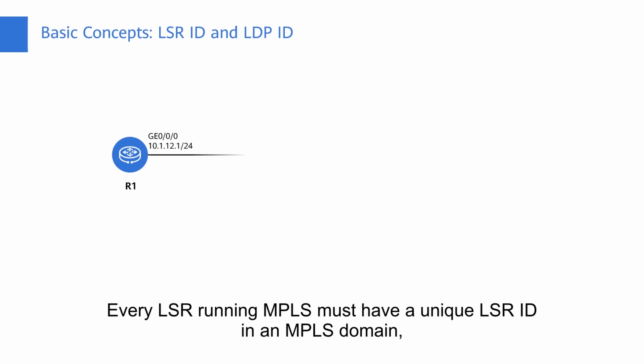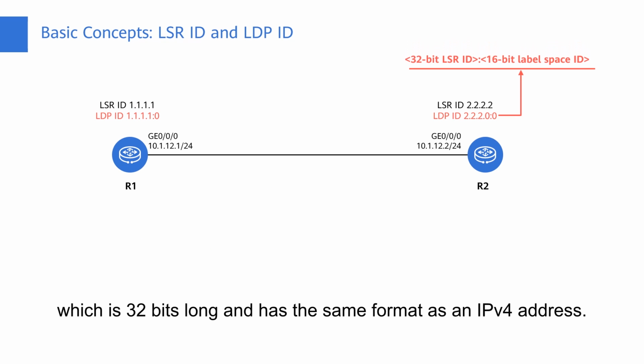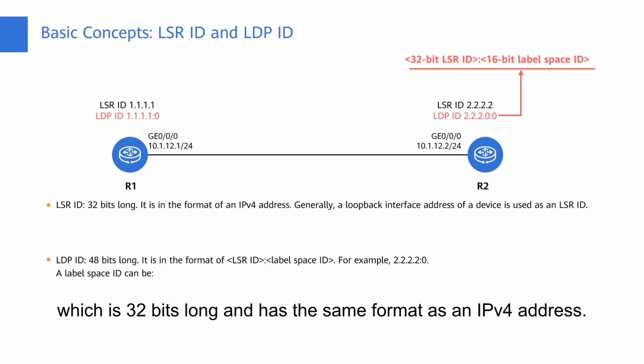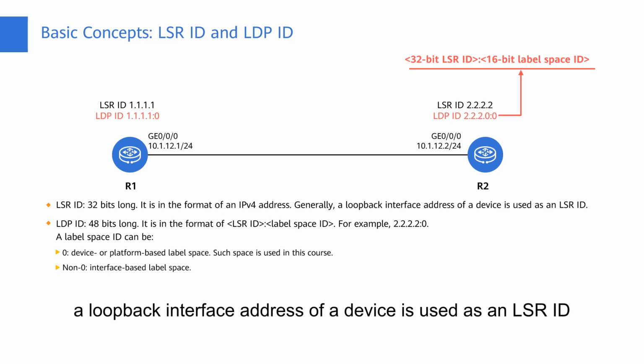Every LSR running MPLS must have a unique LSR ID in an MPLS domain, which is 32 bits long and has the same format as an IPv4 address. In most cases, a loopback interface address of a device is used as an LSR ID.